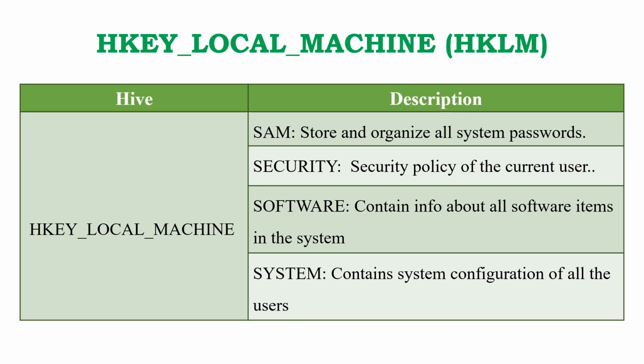So SAM, that is Security Accounts Manager. It is a database which stores and organizes all the system passwords. Next is security. It maintains the policy of the current user. SAM and security keys are hidden in the particular hive, that is in the local machine hive. Next is software. It contains information about the software items in the system. And system. It contains the system configuration for all the users.